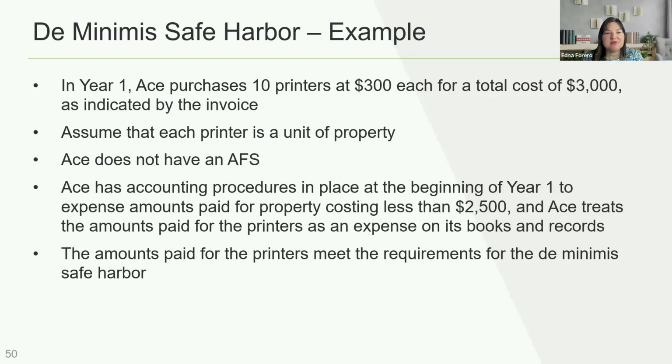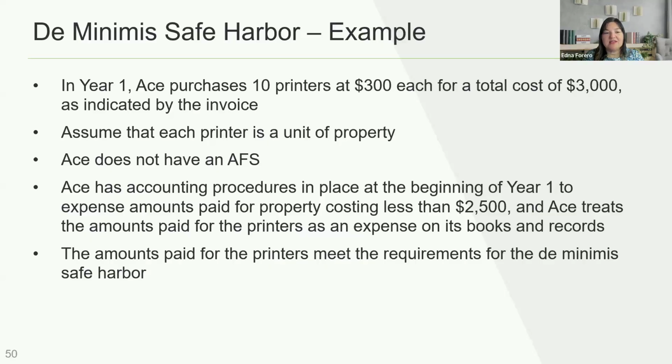In this particular example, we're going to talk about Ace, who purchased 10 printers at $300 each for a total cost of $3,000. That's what we've seen on the invoice they gave us. So each printer is a UOP, or a unit of property, and each one has a cost of $300. They do not use any accounting methods. They don't have an AFS available for us to review. So their accounting procedure that's in place at the beginning of year one says that they want to expense amounts paid for property costing less than $2,500.